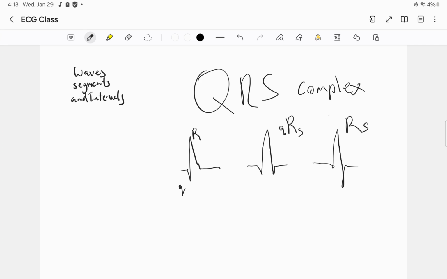Okay, so in summary, the take-home message I want you to get is that all of these are QRS complexes. Even though this one doesn't have an S wave, this one doesn't have a Q wave, it's still called a QRS complex.